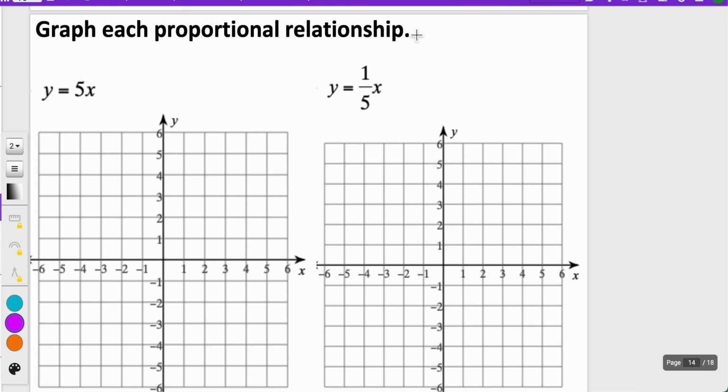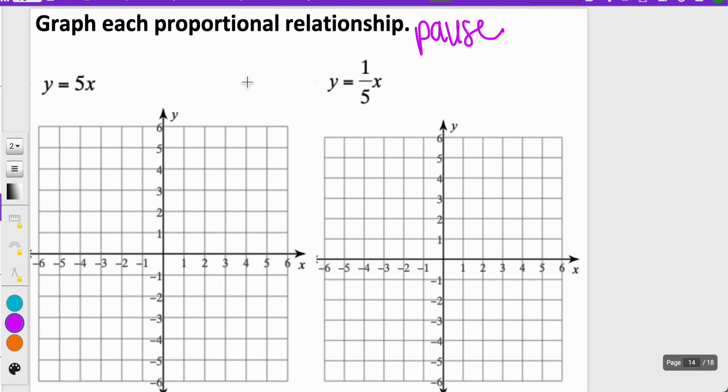is just connect all those points so you make that straight line, okay? See if you can graph these two. Go ahead and pause the video here, starting with your y-intercept being 0, and then graph your slope.